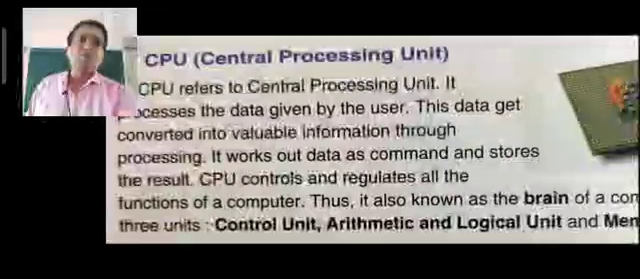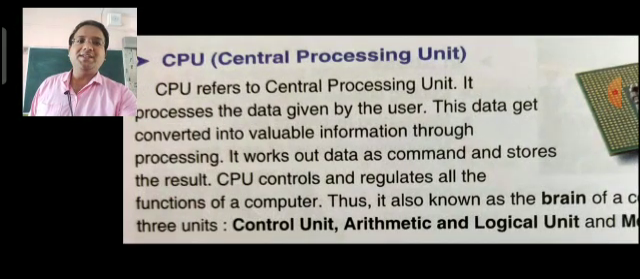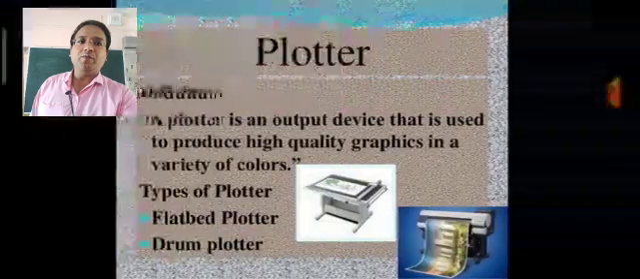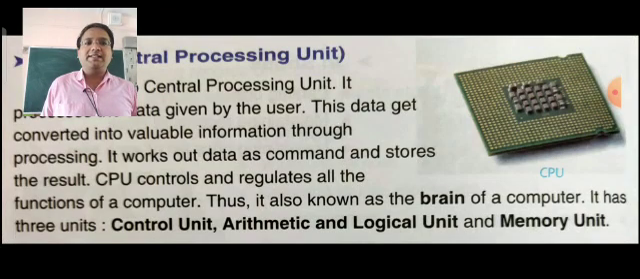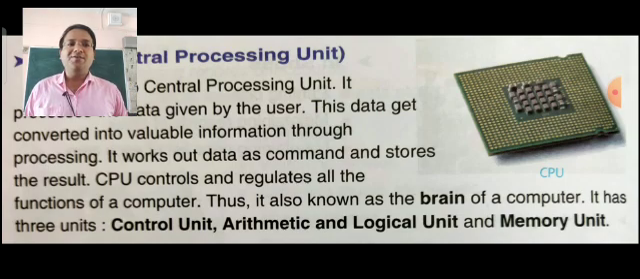Now next, what is CPU? CPU refers to central processing unit. It is the brain of the computer system. It processes the data given by the user. This data gets converted into valuable information through processing. It works on data as commands and stores the results. CPU controls and regulates all the functions of a computer. It is also known as the brain of the computer system.